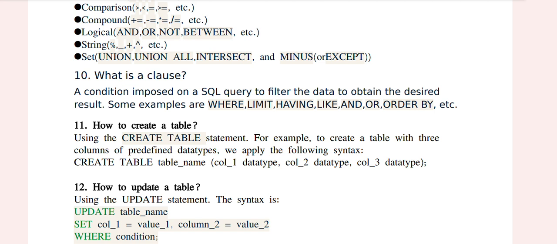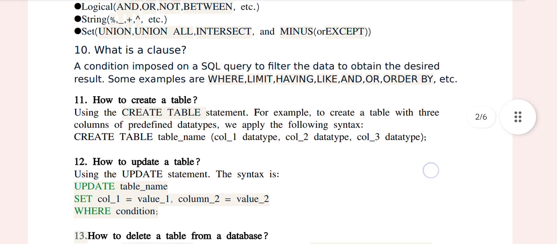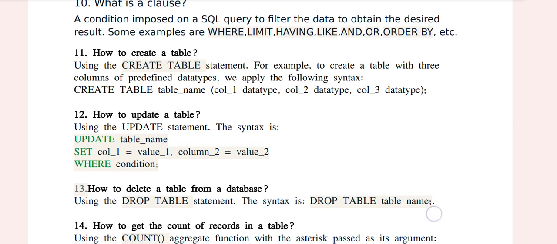How to create a table using the create table statement? For example, create a table with three columns of predefined data type. We apply the following syntax: create table, table name, column, data type, like varchar, int, whatever the type is. So here the type needs to be defined. Once you run this command, the table will be created.